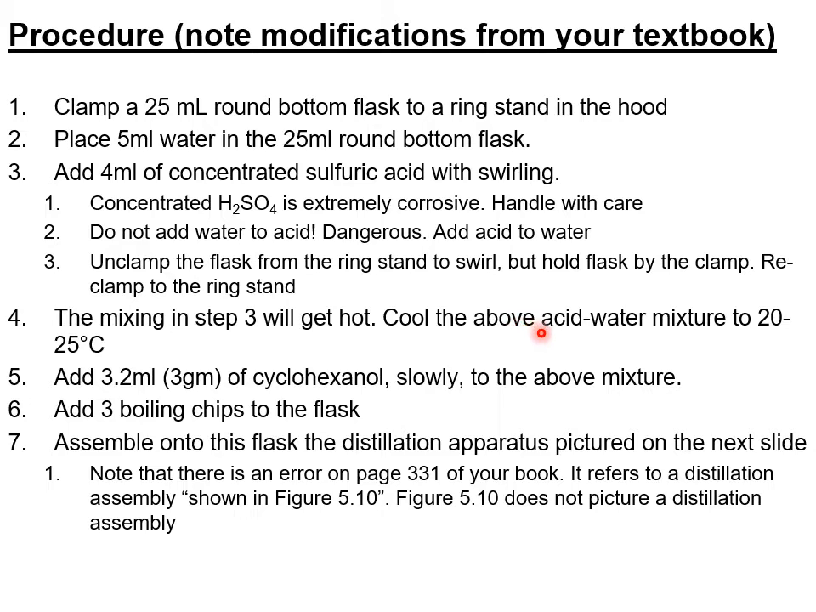Cool the above acid water mixture to 20 to 25 degrees Celsius, and then add 3.2 milliliters of cyclohexanol slowly to the above mixture. Of course, you always want to add boiling chips to these procedures because you don't want flash boiling, because that can be very dangerous, and you could lose product as well. And then assemble the distillation apparatus pictured on the next slide.